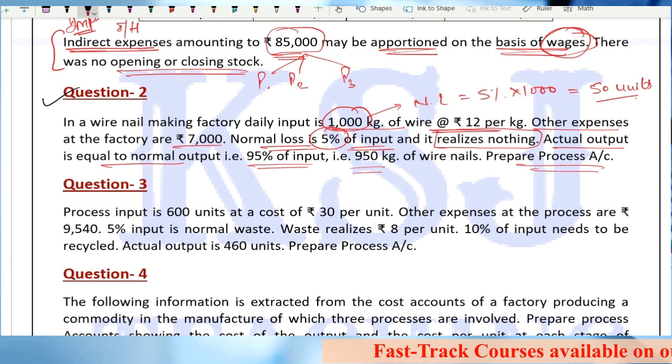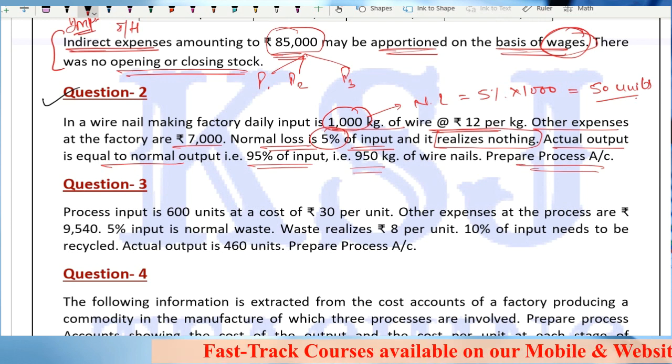So I'm not going to show the question again. Let's start with the solutions now. Okay. Let's start with the solution. Let's see. So what we are going to prepare is the process account, right? So we are going to prepare the process account.